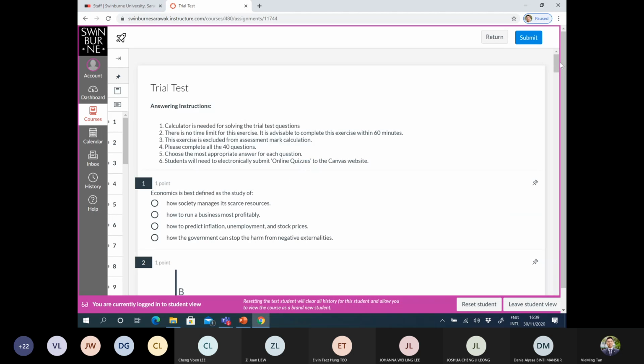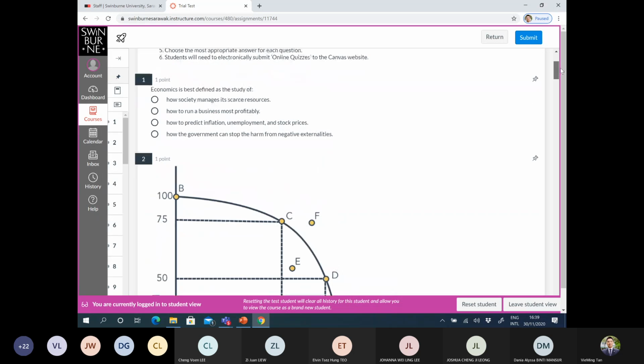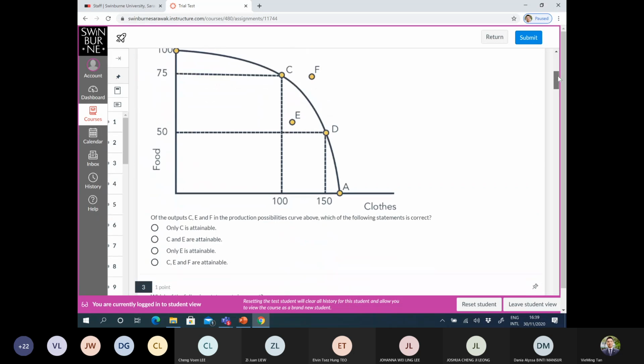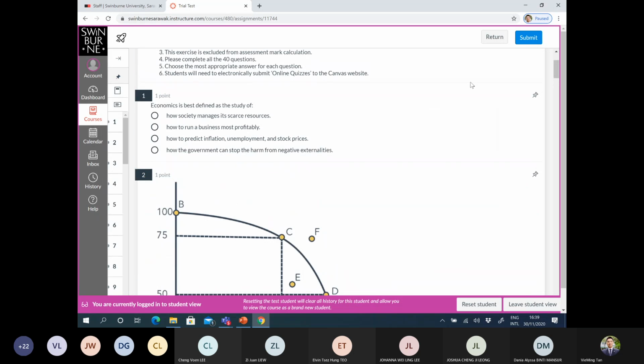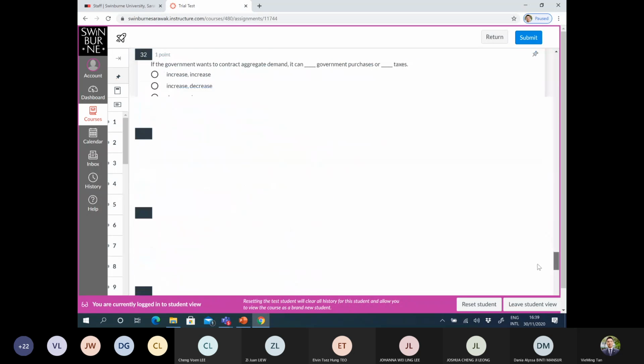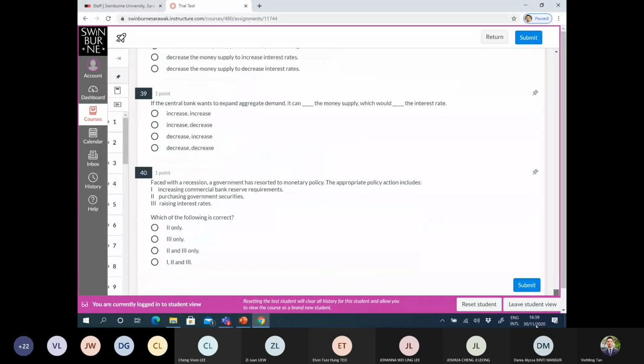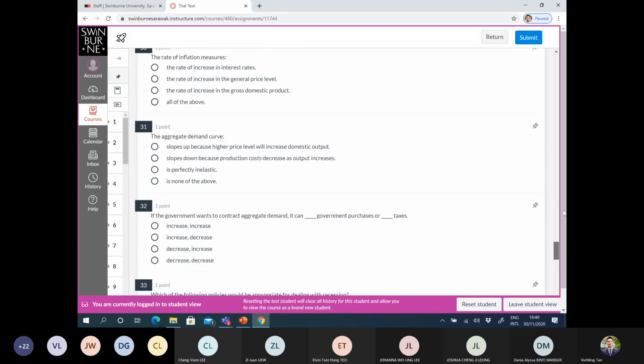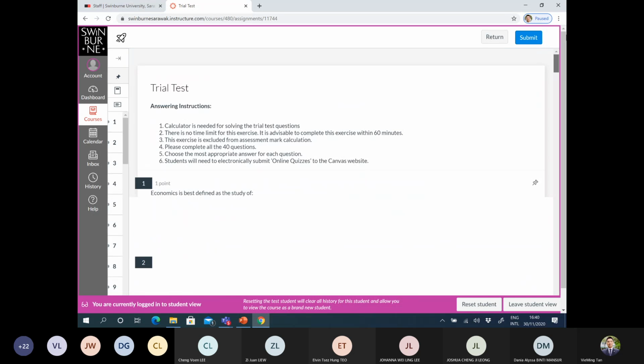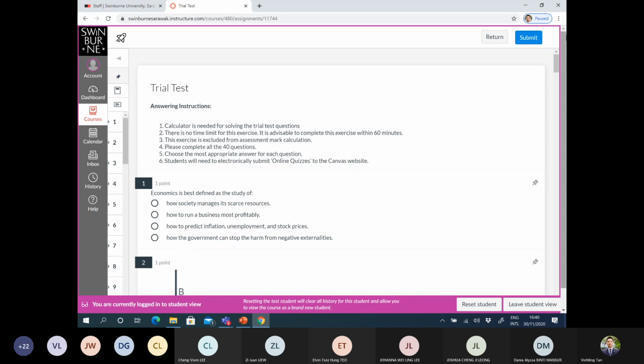Okay. So for the trial test, you may find that the sequence of the questions is based on chapter. That means question 1 is from chapter 1, and question 40 is from the last chapter, which is monetary policy. But in the actual online test, all of the questions will be randomized. So that means all of you will have different sequences of questions. That is the challenge for the online test.